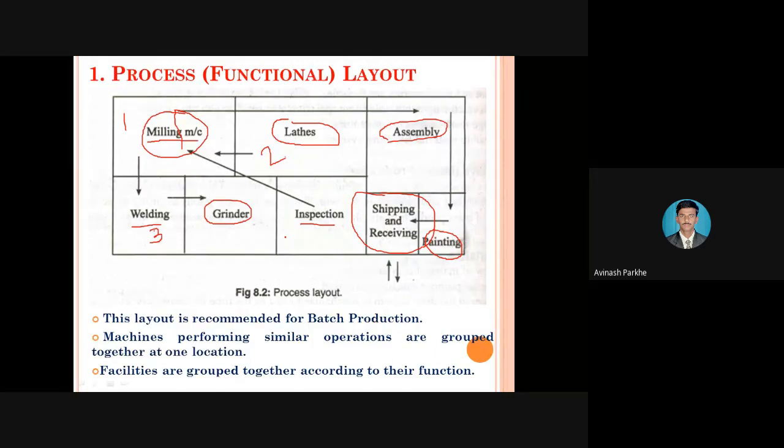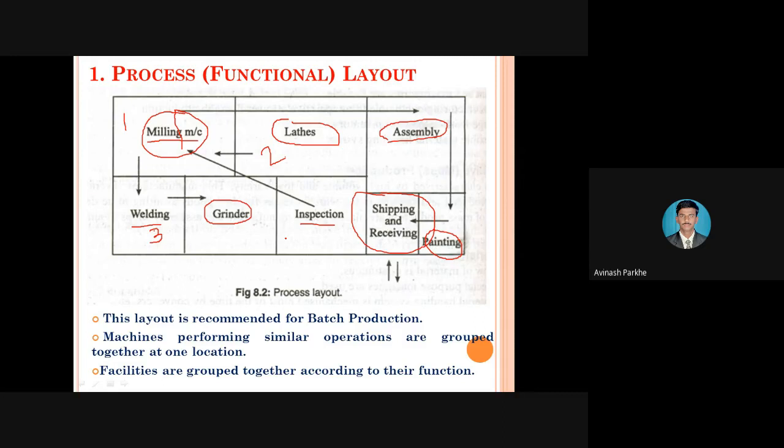All types of lathe machines are provided at one location. All types of milling machines at one location. All the welding machines at one location. All the grinding machines at one location. Whatever assembly is taking place, that assembly also takes place at one location. That means this layout is suitable for batch production only.